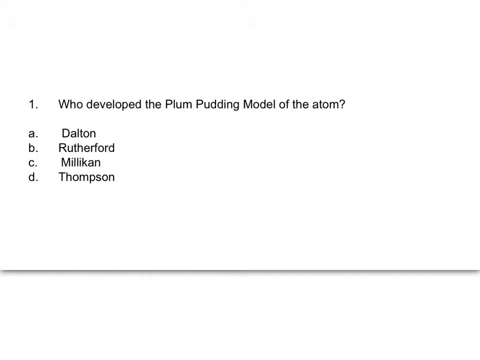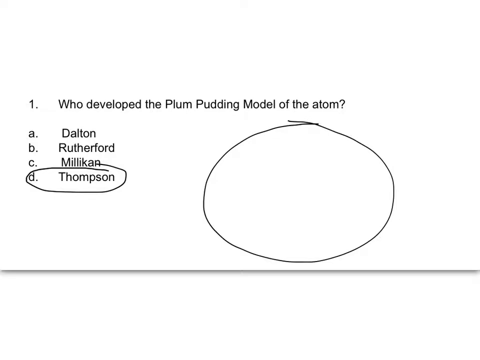Who developed the plum pudding model? You need to know what the plum pudding model is. It was developed by Thomson, and it looks something like this. You have this view of an atom with this vague mass of positively charged matter. Interspersed in there are these little negative things called electrons. So those are the plums in the pudding of this model.